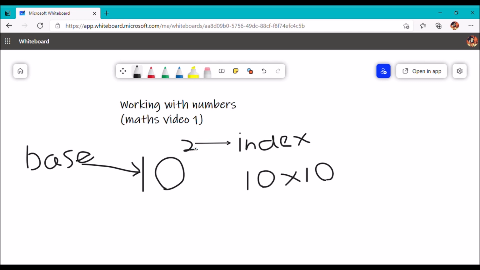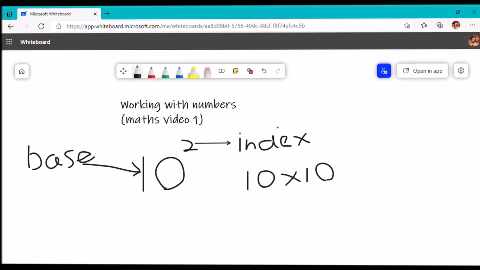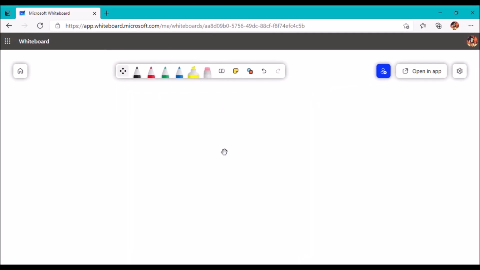So in 10 to the power 2, this 2 here is the index, and this number that is being raised to the power is the base. So with these two we make a power number. So next let's talk about the positive indexes and the standard forms. Okay, so we will talk about the index form.